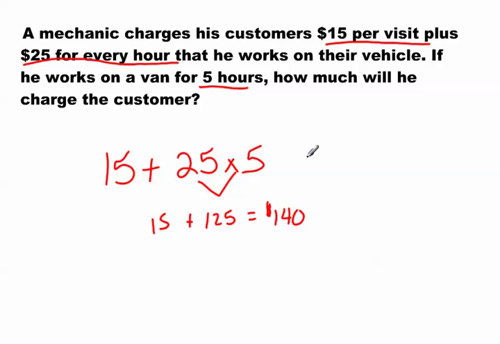Now, you could have put this 15 at the end. You could have said 25 times 5 and add that 15 at the end. That would have been fine. Okay? All right, again, if you're having difficulties with this, let me know.